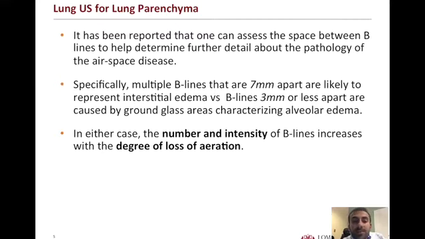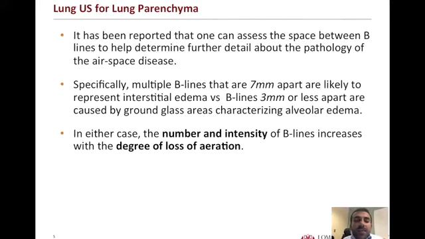Studies have also been used to evaluate the measurement of the space between these B lines to provide further detail on the pathology of airspace disease. When one has multiple B lines that are less than 7 millimeters apart, this is likely to represent interstitial edema, versus B lines that are 3 millimeters or less apart, which are most likely caused by alveolar edema. So less space between the B lines indicates more alveolar edema, while more space indicates more interstitial pathology.